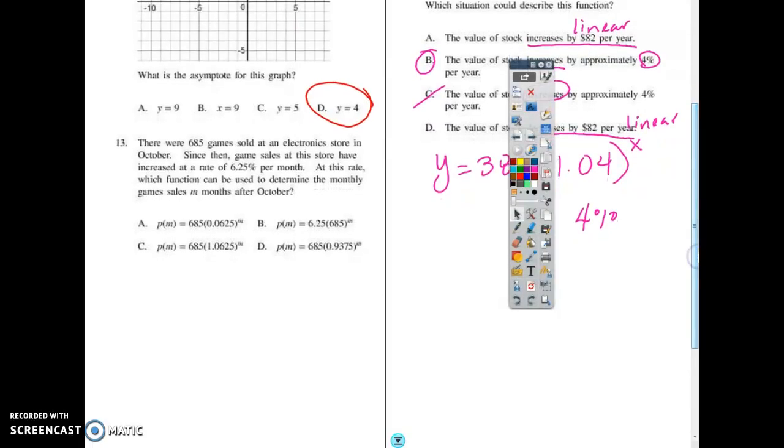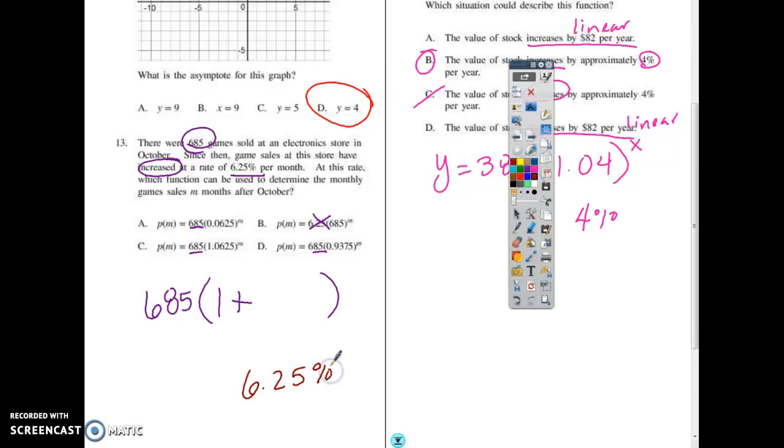Okay, so let's do 13. 13 says that there are 685 games sold at an electronic store in October. Is that what they started with? Yes, because we started in October, so it has to say 685 at the beginning, not 625. Since then, the game sales at this store have increased, so that means 1 plus, right? By a rate of 6.25%. That doesn't mean that it's already in decimal form. That means it's in percent form.